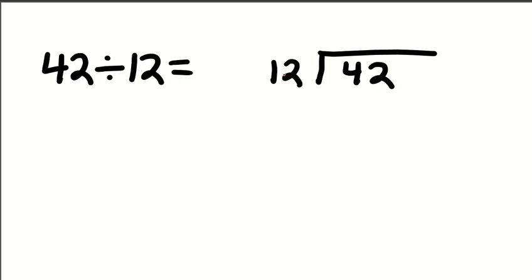So, well, I forgot to do my thing. How many times will 12 go into 4? It won't go. So we extend the line. And how many times will 12 go into 42? It's going to go 3 times. We know that 3 times 12 is 36. So we're going to put our 36 right there, and we're going to do our subtraction.